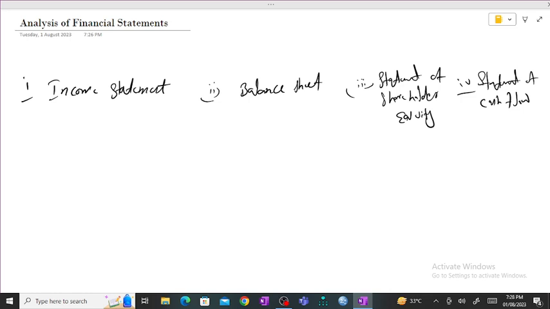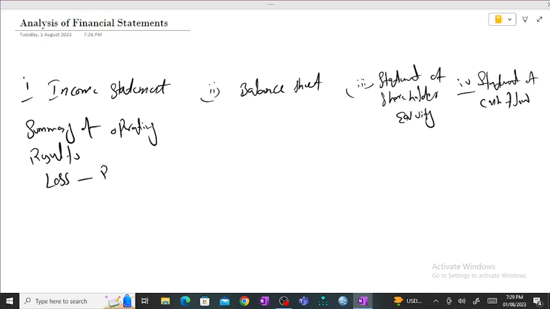Now, if we talk about the income statement, it basically provides a summary of the firm's operating results during a specified time period. What I am saying is, it provides a summary of the operating results, either in the form of loss or profit. We can make it at the end of the specified time period, or you can make it on an annual basis as well.